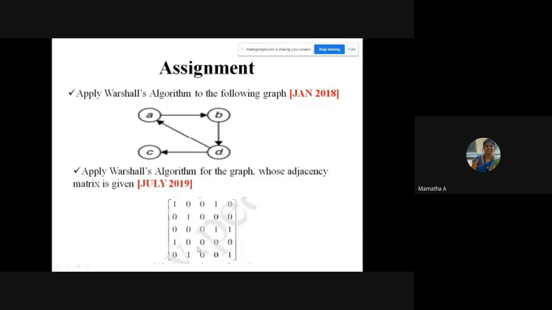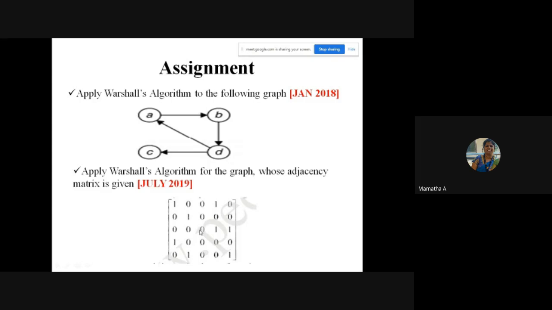So you can label it. Either label the vertices with numbers or alphabets, either you can do. But since you have already solved using alphabets, just try to number with the numbers: 1, 2, 3, 4, 5. For this example, you should generate how many matrices? R0 till where? R5, ma'am. R0, R1, R2, R3, R4, R5.